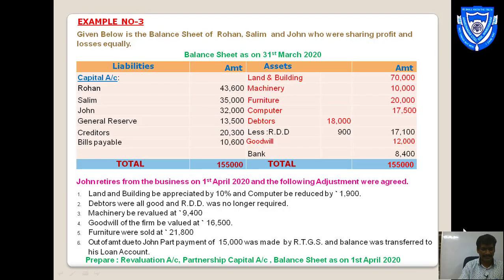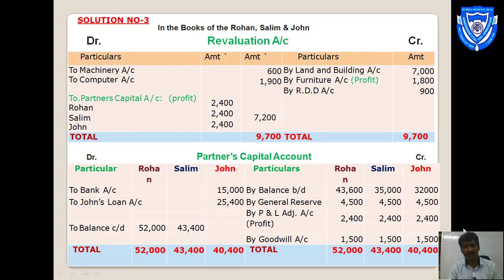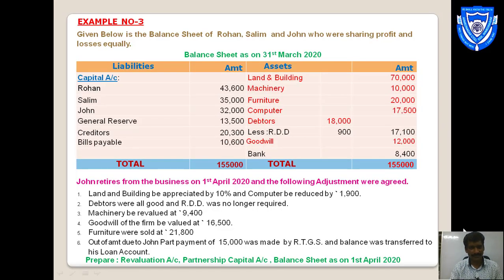After that, furniture. It is said that furniture sold at rupees 21,800. Furniture opening balance is rupees 20,000 and it is sold for rupees 21,800. That means sale value is more than its book value. So we have a profit of rupees 1,800. So we must show it on credit side of revaluation account. You can see by furniture account, in bracket profit, rupees 1,800.